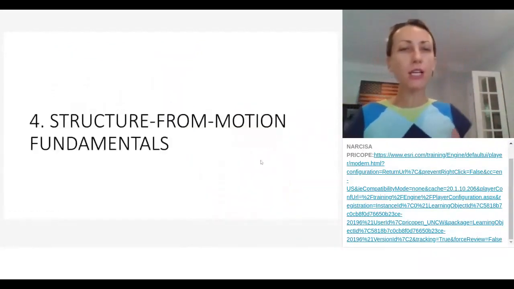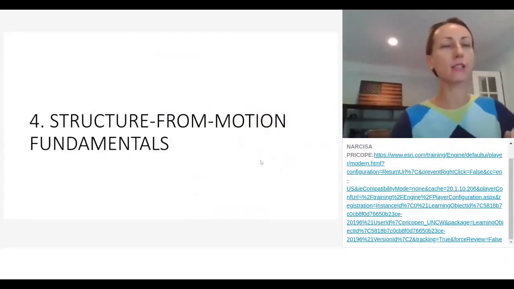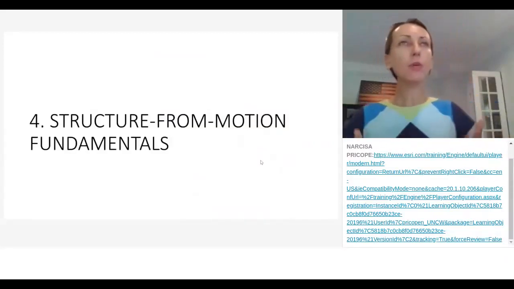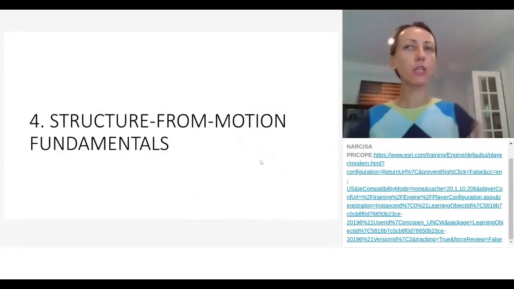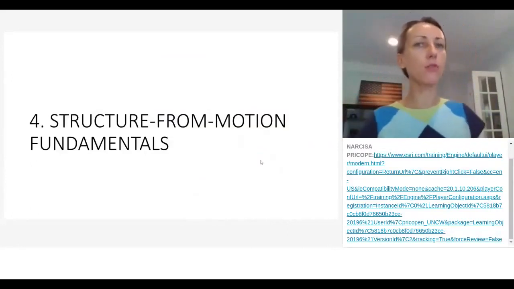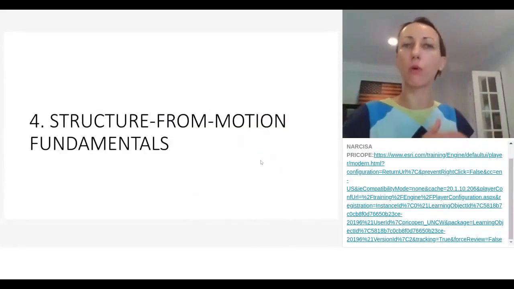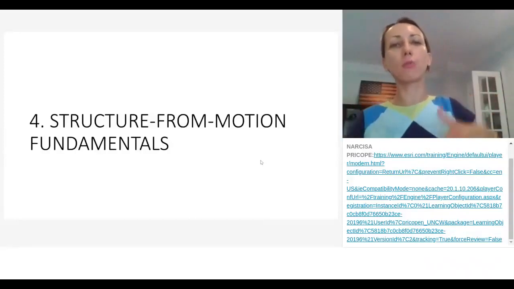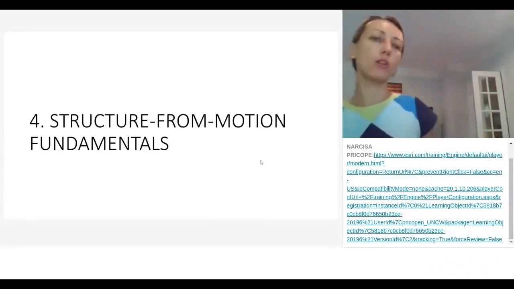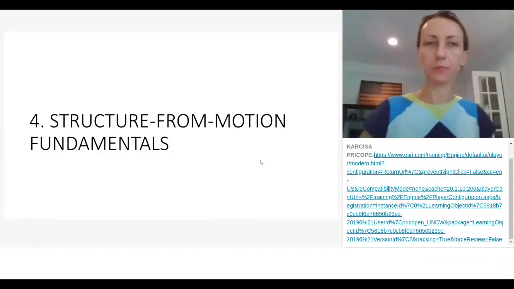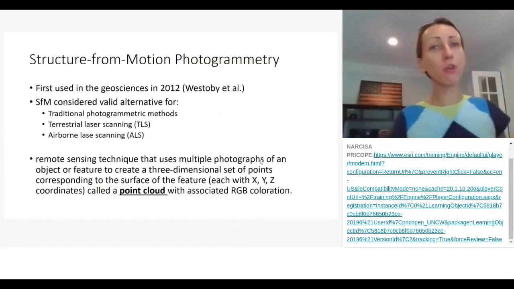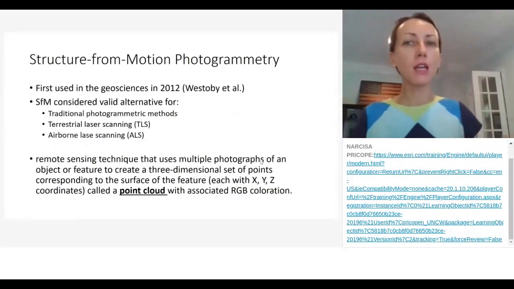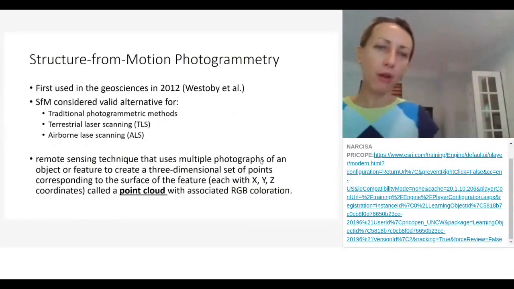And so the other really key component for processing data is, how do we do this, right? How do we take these photographs? We just said that photogrammetry allows us to extract measurements from photographs. Well, how we put those photographs together into a product is through an algorithm called structure from motion. Okay, so structure from motion photogrammetry is essentially a field that's been around for a long time.